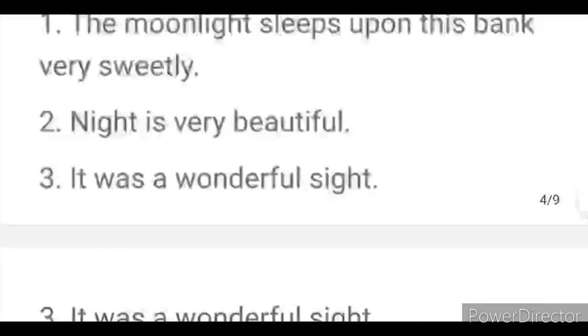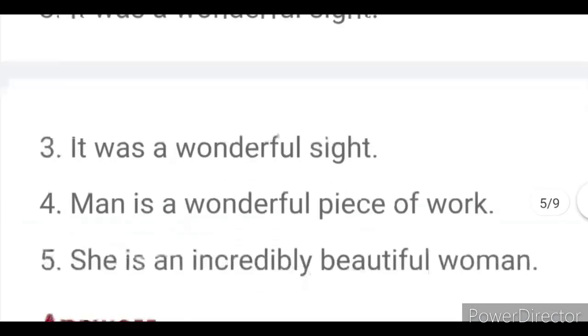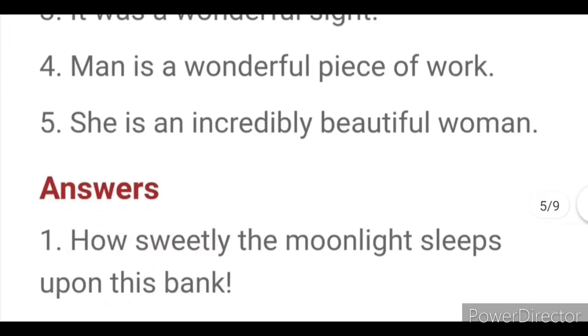So you see once again the first sentence, the moonlight sleeps upon this bank very sweetly. What kind of sentence is it? It is an assertive sentence. What do you have to do? Change into exclamatory sentence. Let's see the answer. Answer is, how sweetly the moonlight sleeps upon this bank! Exclamation mark. How many of you already thought this should be the answer? If you did, well and good.